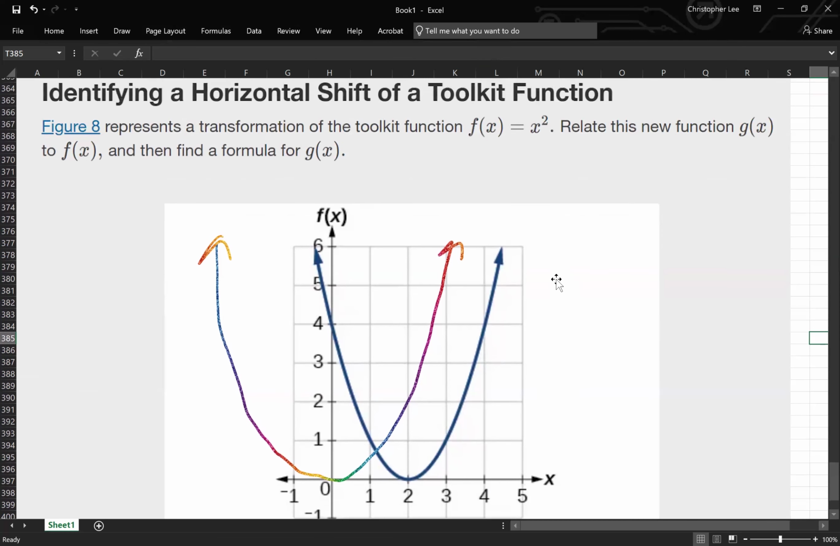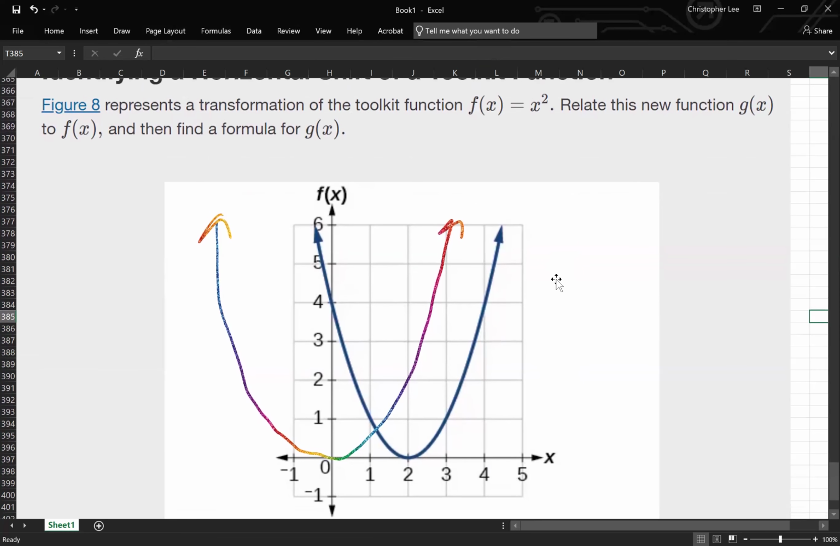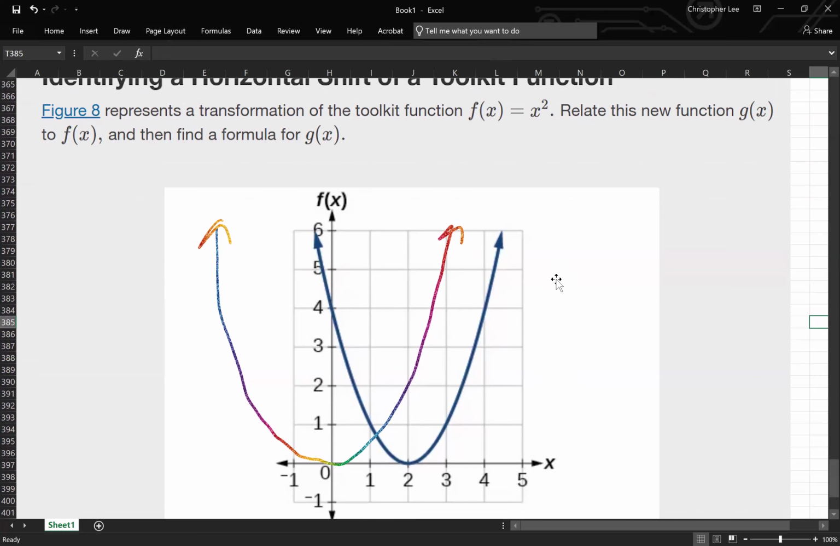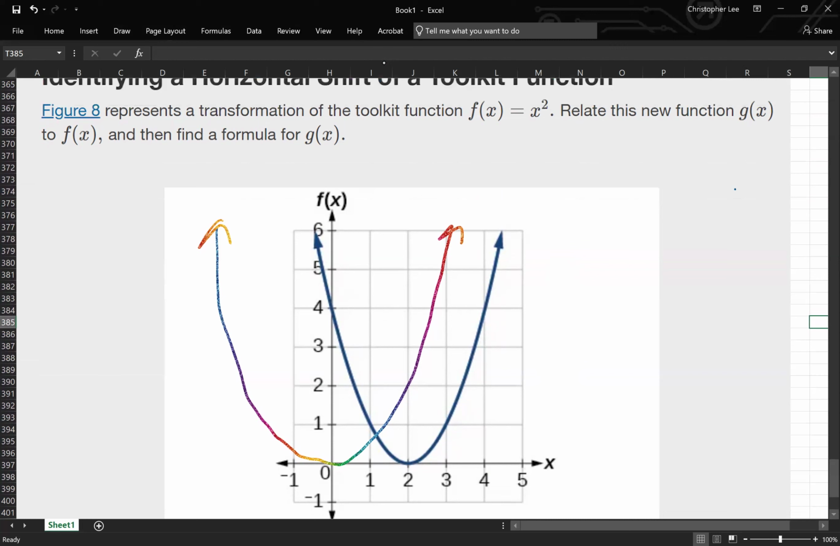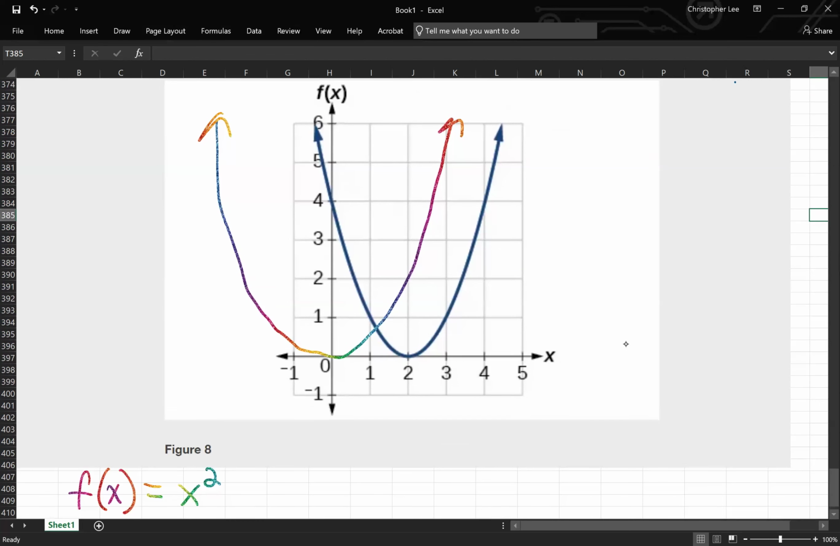So we're looking for our new function g of x. The g of x would be the blue. The rainbow is the original equation. Now let me switch over to the blue real quick. I want this new function g of x.